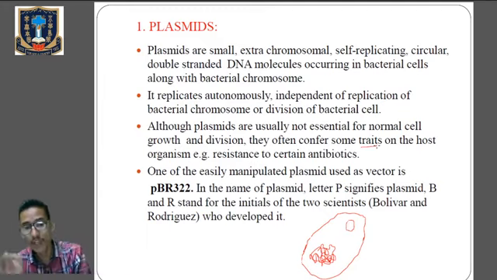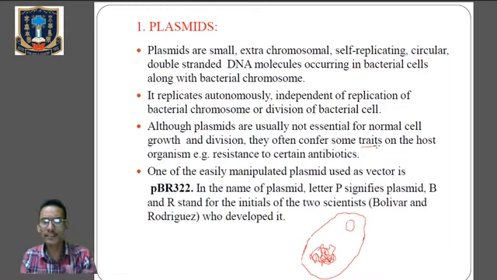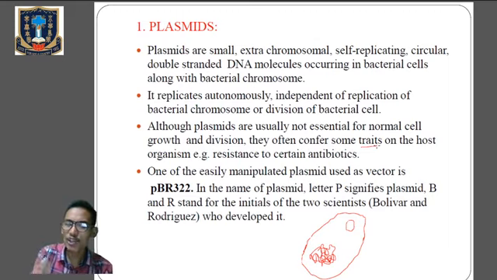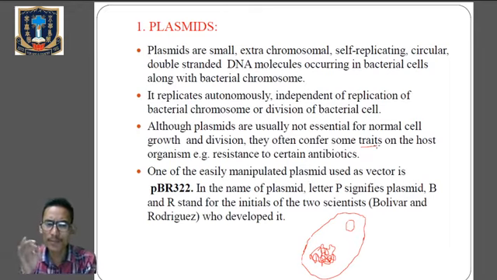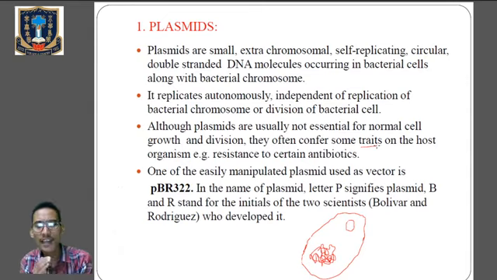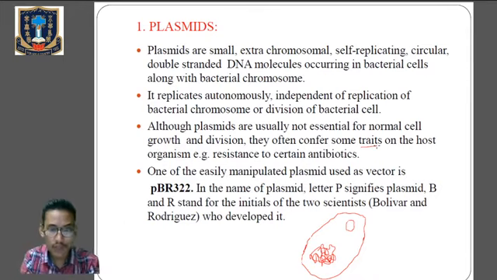Clear? So one of the most easily manipulated plasmid vectors that we are using is plasmid pBR322. This is very, very important. Remember, the most manipulated and easily utilized plasmid vector is pBR322. Okay, so in the name of this one, the letter p stands for plasmid, B and R stand for the initials of the two scientists who discovered it. B means Bolivar and R means Rodriguez. Okay, who developed this vector.